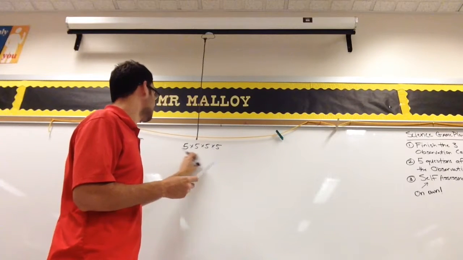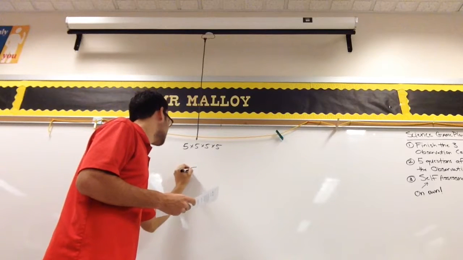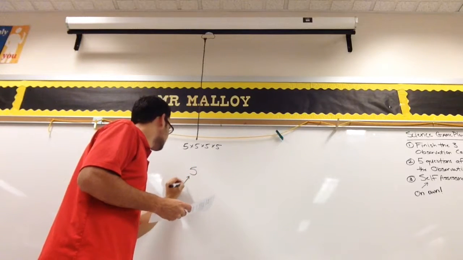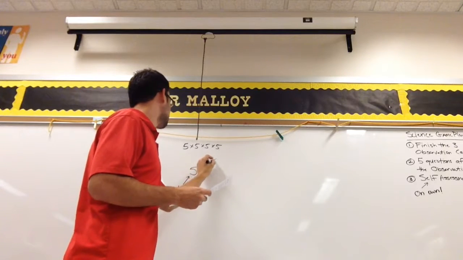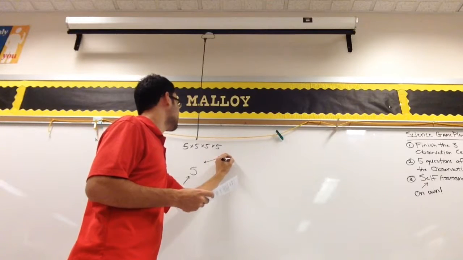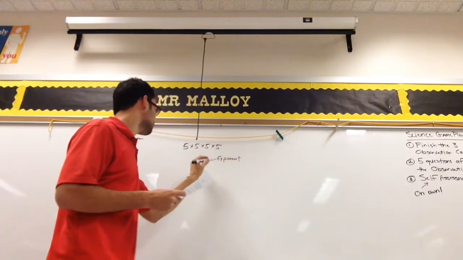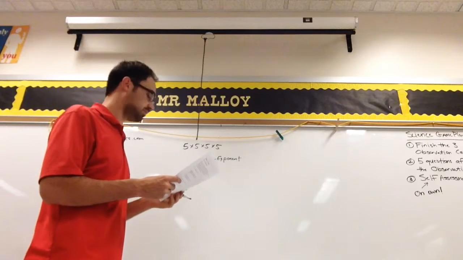So what number is being used as the factor? The identical factor here is the number 5. So that would become my base number. And then the exponent goes in the upper right-hand corner of the number. It's smaller and it's in the upper right-hand corner.